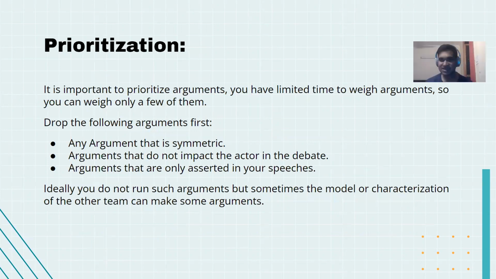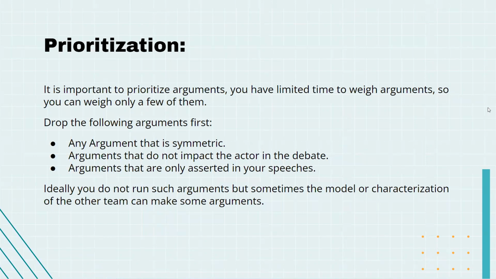Okay, I'm guessing no questions right now. So on prioritization, the reason you prioritize is quite simple. Because you'll never have time to weigh all arguments, and if you have time to weigh all arguments, you're probably winning the debate already. But in most good rooms or in most close debates, you can weigh one or two arguments at best. Or if it's a very close round, then you can probably weigh one argument, and the rest you just have to leave to the judge, right?